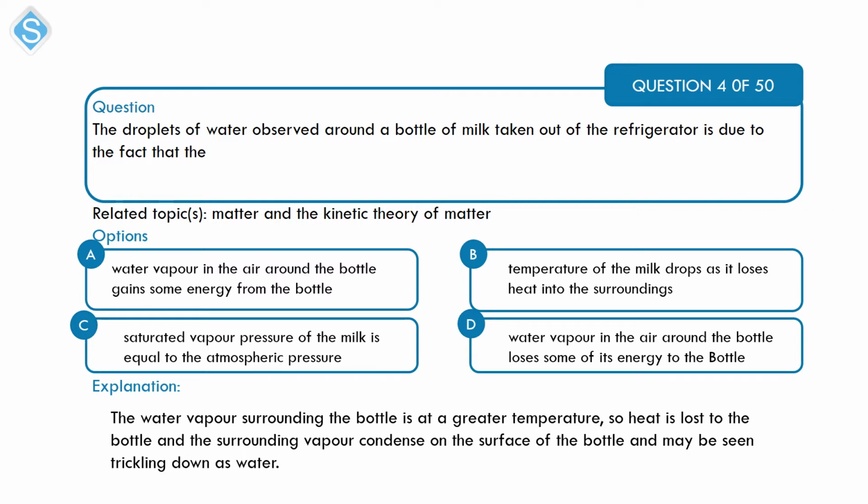Okay, so when it loses its heat, its energy reduces in a way. So it goes from that gaseous form that it is, that vapor that it is, it goes down to the liquid. So that liquid is now seen forming on the surface of the bottle. Okay, so the correct option here is option D, that the water vapor that is in the air around the bottle loses some of its kinetic energy to the bottle, and so it condenses into liquid.